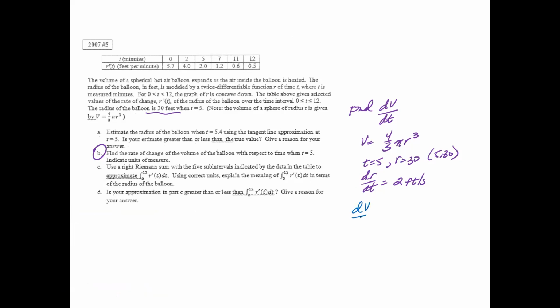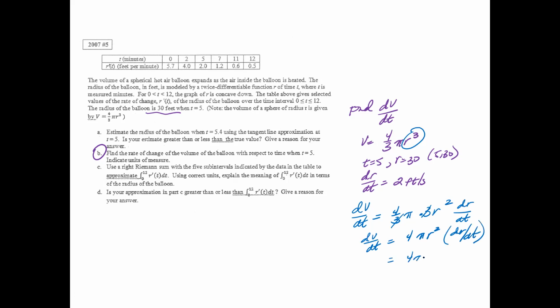So let's do dV over dt is equal to 4/3 pi times, these are the constants. So looking at this right here, I'm going to find the derivative of this. So bring the 3 down, r squared dr over dt. Well, that 3 and this 3 cancel. So then your dV over dt is just 4 pi r squared dr over dt.